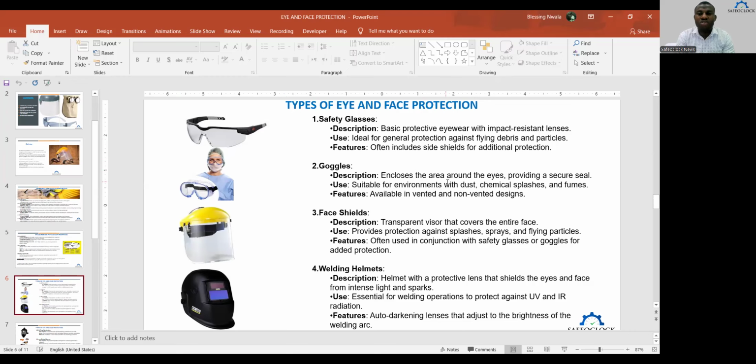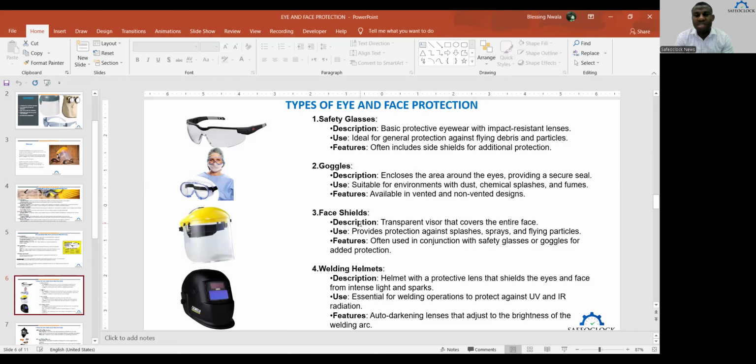Now, safety goggles is the type that has a protective enclosed area around it, providing proper seal and proper protection from anything getting into the eye from the side. And it's most suitable in an environment where there is dust, chemical splashes, or there is possibility of fumes getting into the eyes.